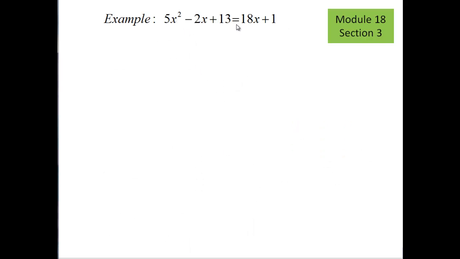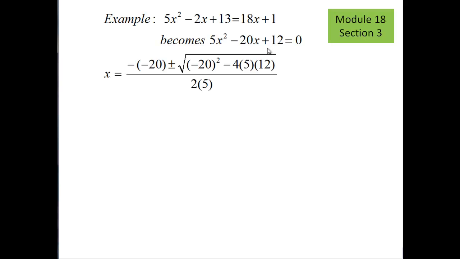Okay, suppose you have this one, we need to rearrange it. Take the 18 over, subtract 18, and subtract 1 gives you 12. So it's 5x squared minus 20x plus 12. Again, I just moved everything to get 0. Okay, now I find my a is 5, b is negative 20, and c is 12. So I put those in. Negative, negative 20, plus or minus the square root of negative 20 squared, minus 4 times 5 times 12, over 2 times 5. I just take them right off here and put them in the right place.